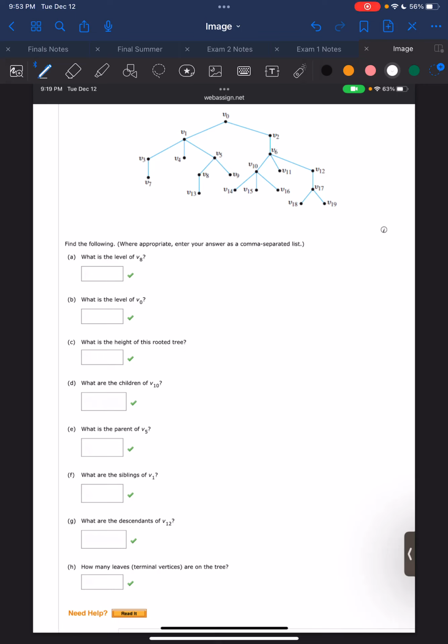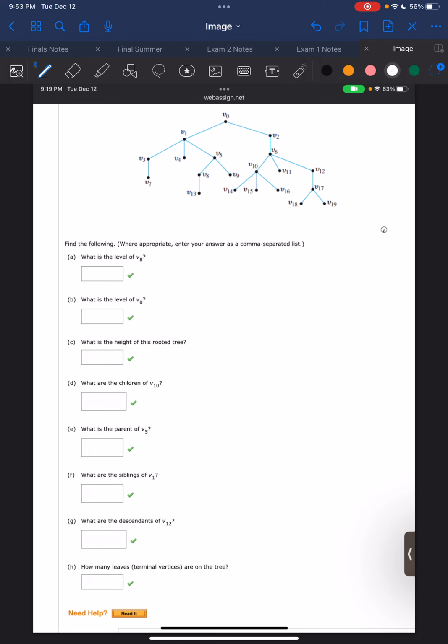Okay, so I'm going over problem 1 from section 10.5, and the reason why I wanted to go over this problem is because in my computer programming class, I'm working on traversing through trees, so I have to be able to understand these types of questions very well. So let's look at question A, where it asks, what is the level of V8?